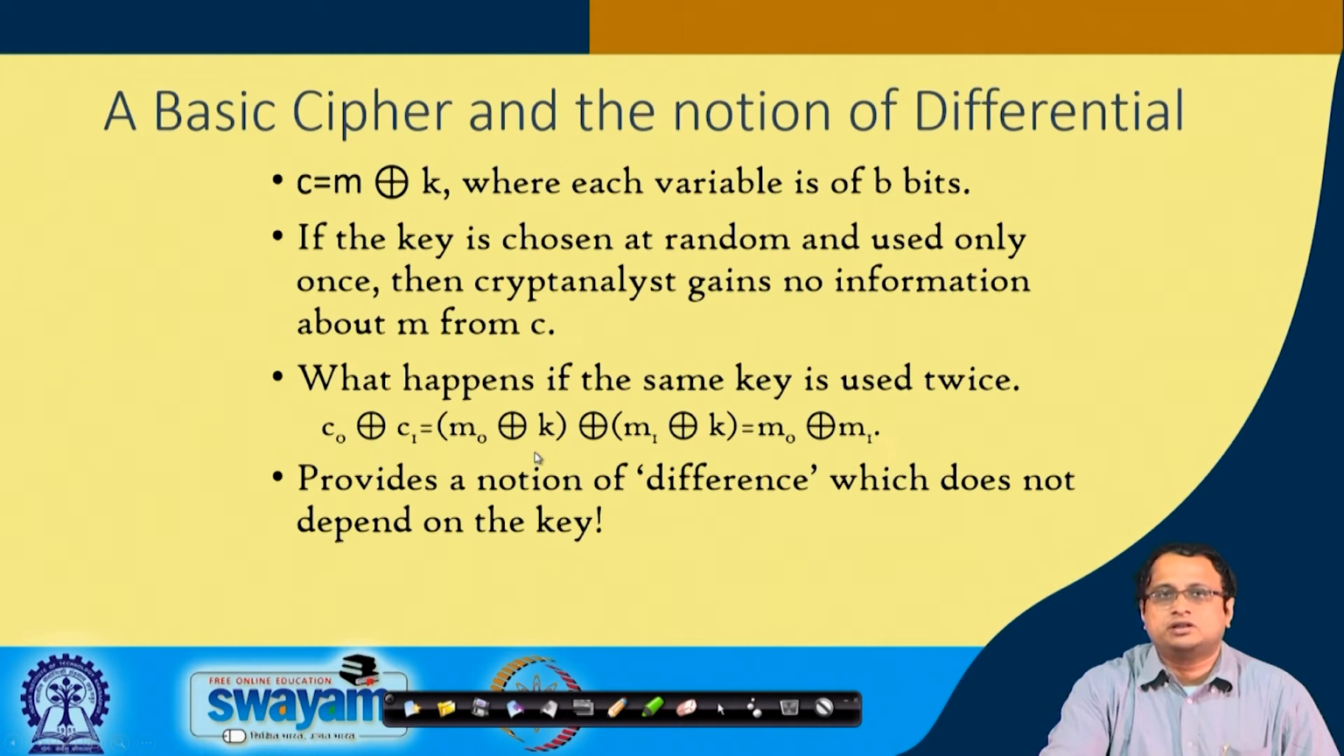So, there are different ways in which you can do cryptanalysis. I will try to give you a basic notion about an attack strategy called differential analysis. As I said, suppose you consider a cipher made of C equal to M XOR K, where M is the message and K is the key. Each variable you can assume to be B bits of information. If the key is chosen at random and used only once, then the cryptanalyst gets no information about M from C. What happens if the key is used twice?